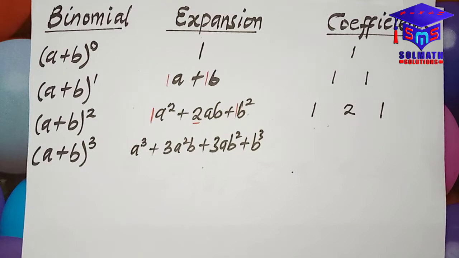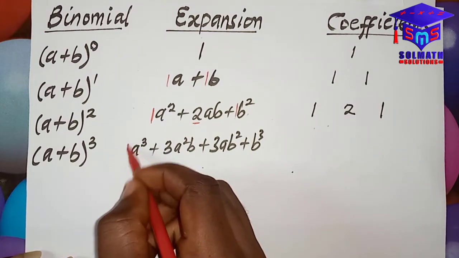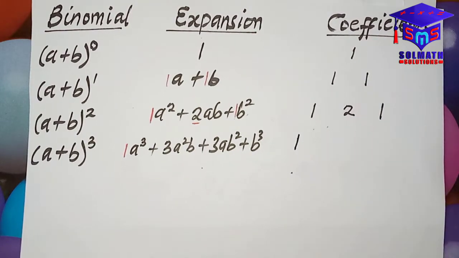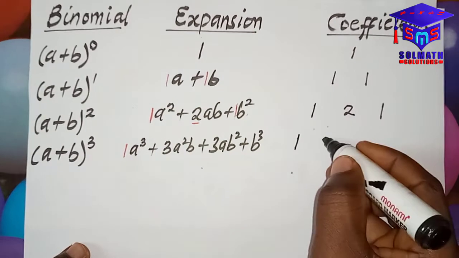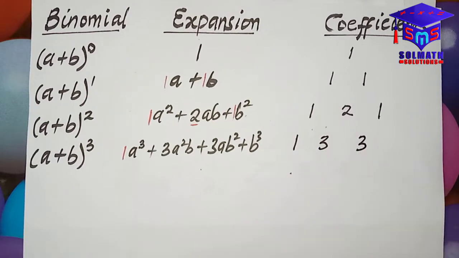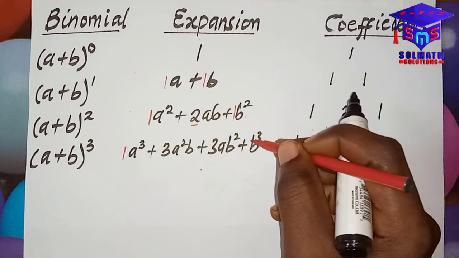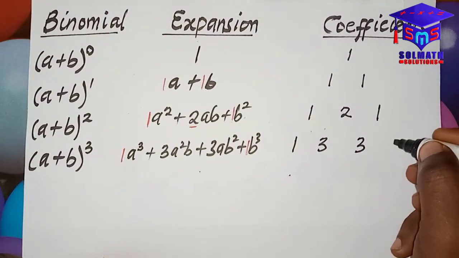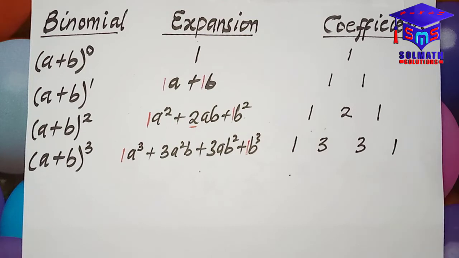And you can see the coefficients. The coefficient of the first term is 1. So let me put 1 here. The coefficient of the second term is 3. So let me put 3 here. That is 3. And then the coefficient of the last term is what? 1. So we have 1 over here. And then you can see that the coefficients, as it comes to the base, look like a triangle, right? Having a look like a triangle, all right?